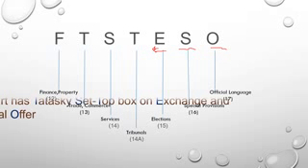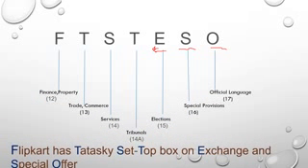Flipkart has Tata Sky setup box on exchange and special offer. Here also you concentrate on the letters in blue color. F represents the finance and property. It is part 12. T represents the trade and commerce. It is part 13. S represents the services, part 14.